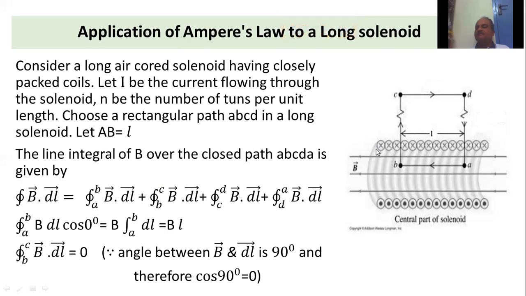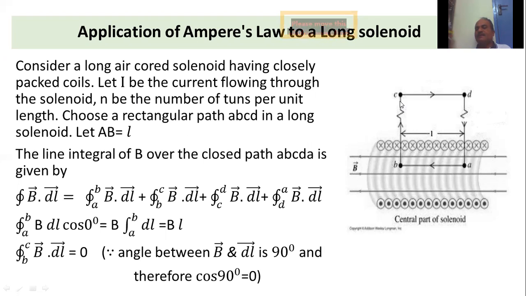Here you can see it is a part of a solenoid. When the length of a coil becomes very large compared to its radius, that kind of coil is called a solenoid, and that is the kind of solenoid we have considered here. Let I be the current flowing through the solenoid, n be the number of turns per unit length, and choose a rectangular path ABCD in a long solenoid.